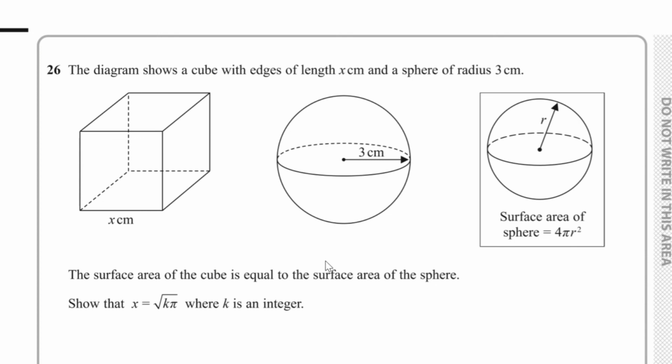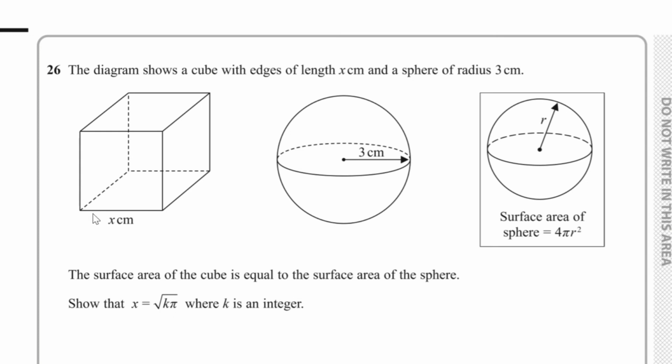Question number 26. The diagram shows a cube with edges of length x centimeters and a sphere of radius 3 centimeters. The surface area of the cube is equal to the surface area of the sphere. We're given that the surface area of the sphere is 4 pi r squared, and we have to show that x is equal to the square root of k pi, where k is an integer.